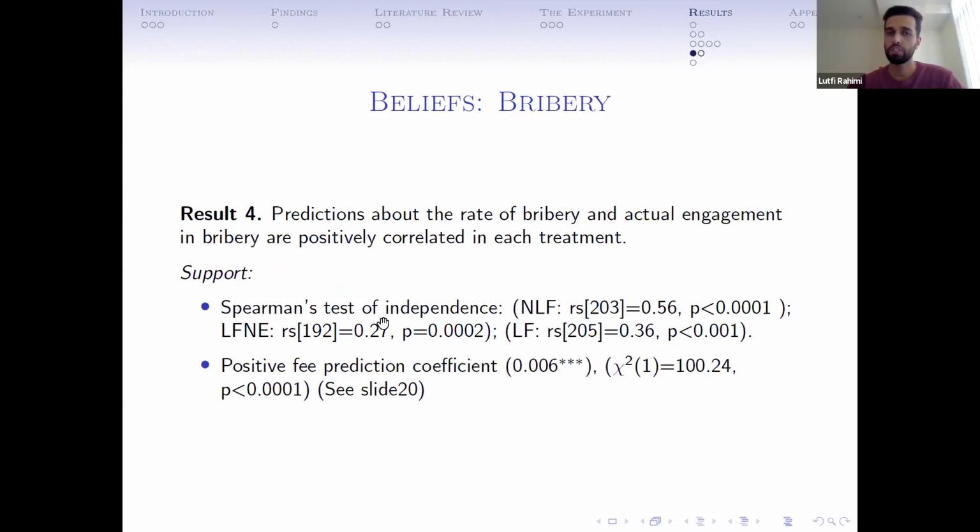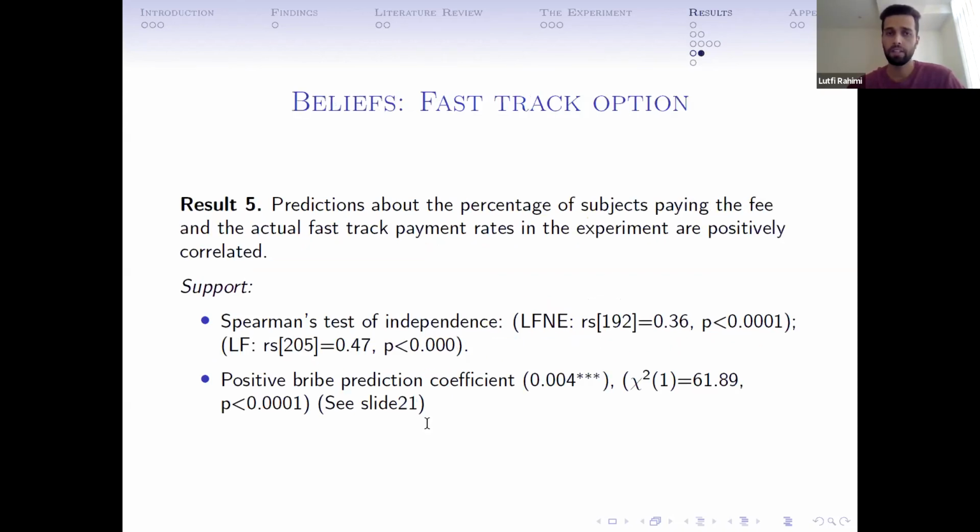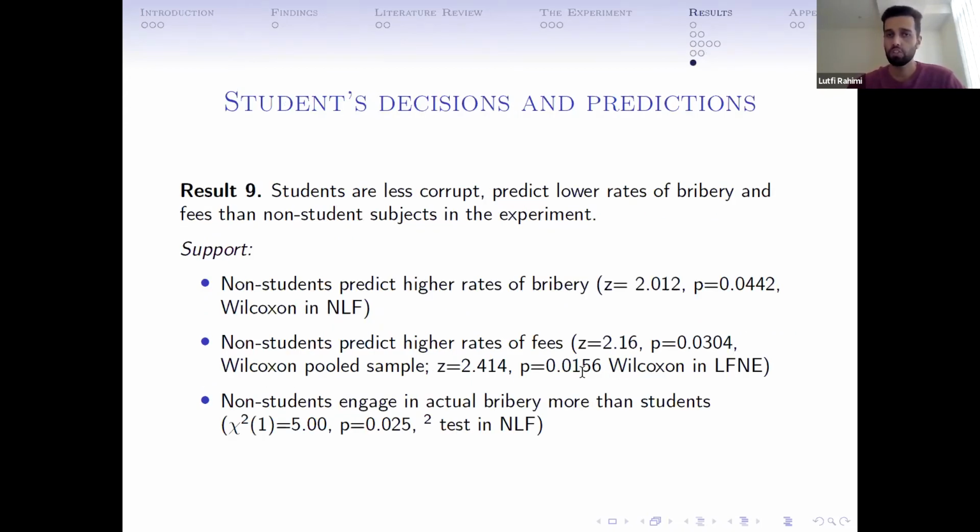Then we find that predictions are positively correlated to actual engagement, and there is sufficient evidence for that, or support for that, from our experimental data. I find that predictions about paying the fee are positively correlated to actually paying the fee, and there is sufficient evidence for that in the experimental data. And student subjects are less corrupt. They predict lower rates of bribery and fees compared to non-student subjects, and I find sufficient support for this in the experimental data. I'm going to skip all the values. It's all robust. We have done all the robustness checks and the significance tests, and they all survive the parametric and non-parametric robustness checks.